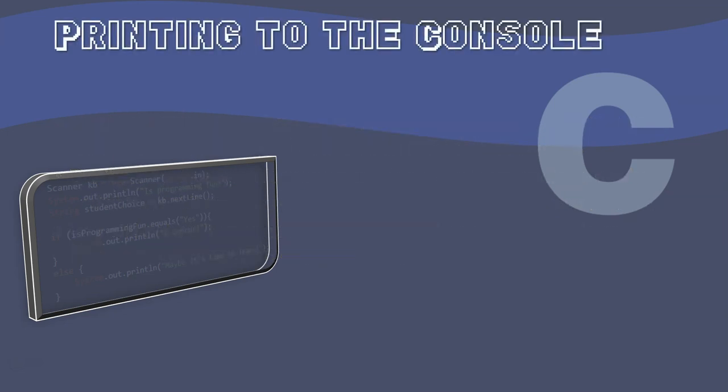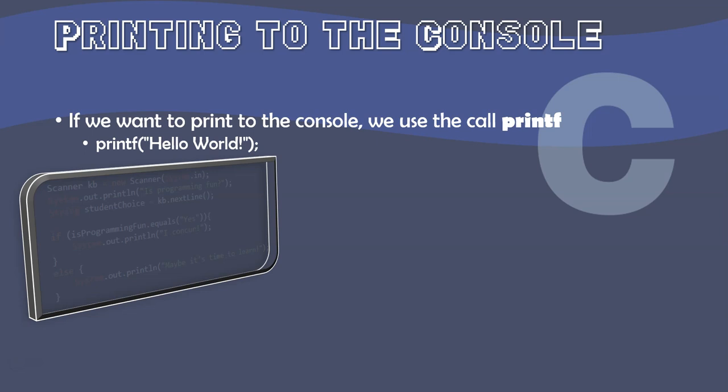So let's start by first looking at how to print to the console. If we want to print to the console, we use the call printf. So printf, Hello World. Again, not too dissimilar to some of the things that we've seen, for example, with Python or things that we've seen, for example, with Java. Again, very similar with some of that syntax.